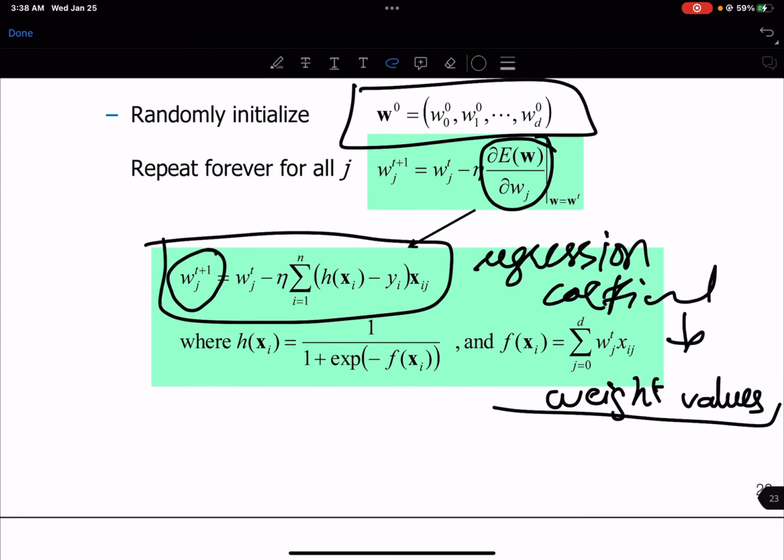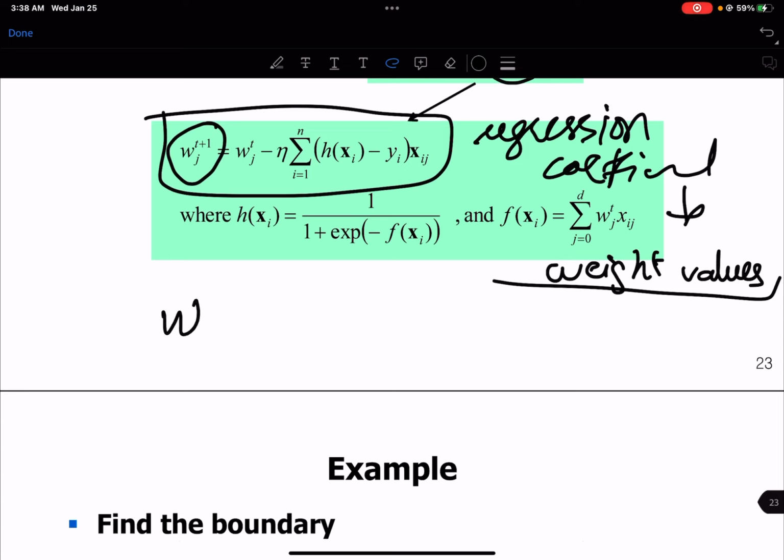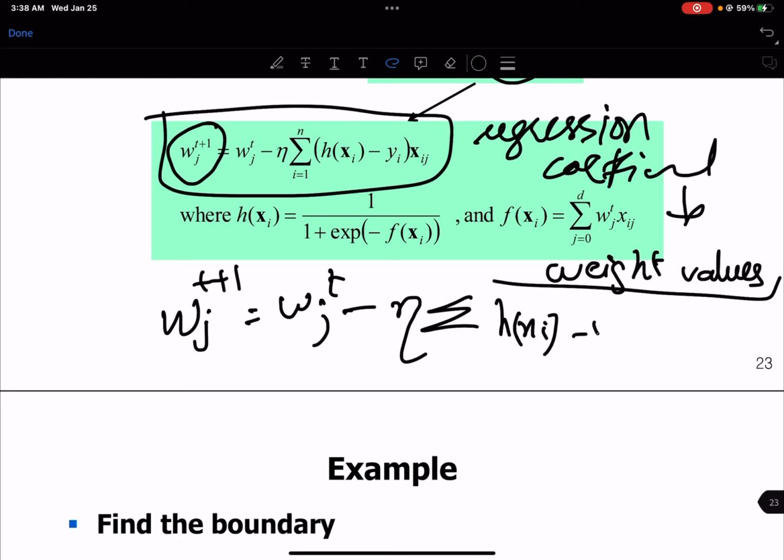So which weight values are we going to find, and how do we update them? We optimize them using gradient descent, and this is the equation for our gradient descent. w_j at t plus 1 is equal to w_j at t minus eta, the learning rate, multiplied by the summation of h of x_i minus y_i, multiplied by your x value. h of x_i is defined as this, and your f of x_i here is defined in this way.